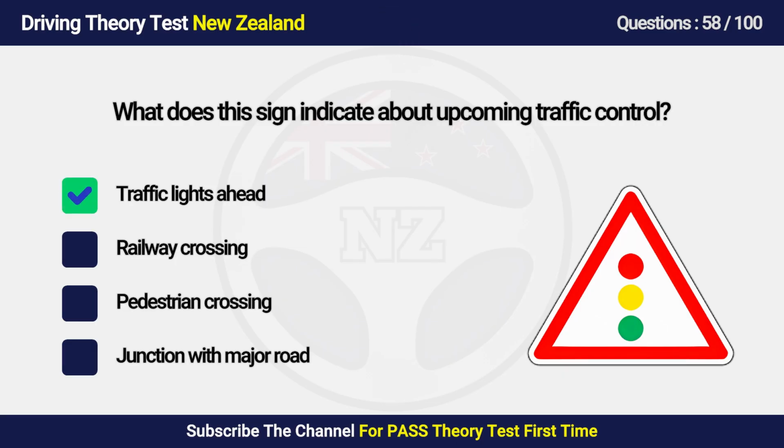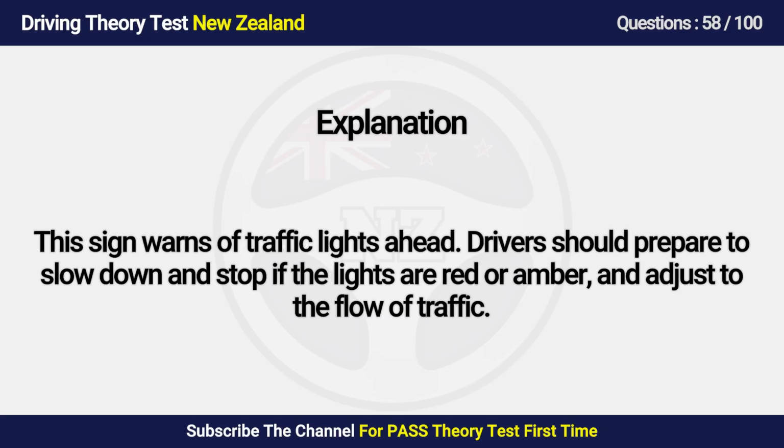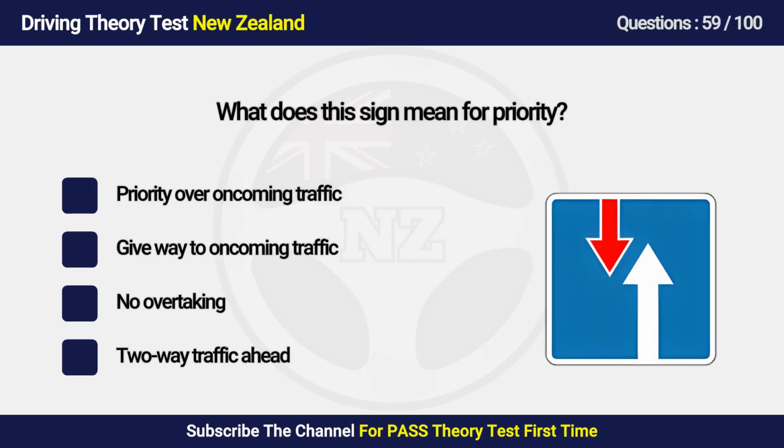Answer is A. Traffic lights ahead. This sign warns of traffic lights ahead. Drivers should prepare to slow down and stop if the lights are red or amber and adjust to the flow of traffic. Question 59. What does this sign mean for priority?